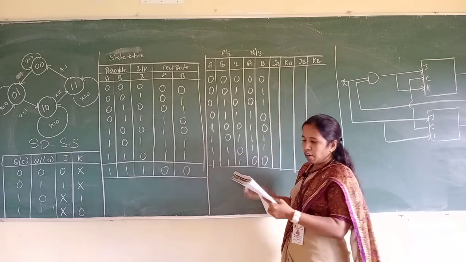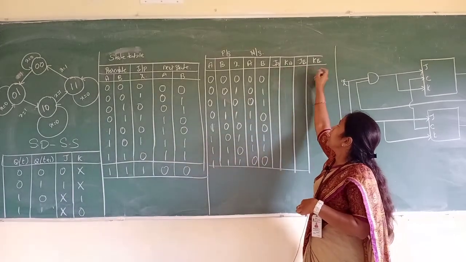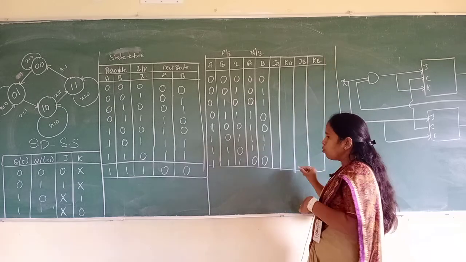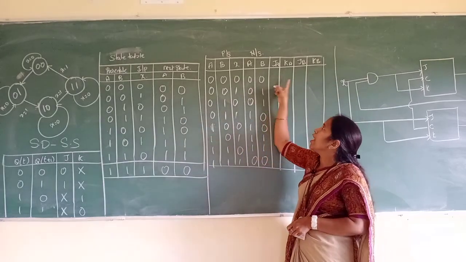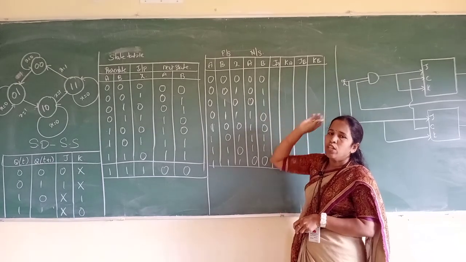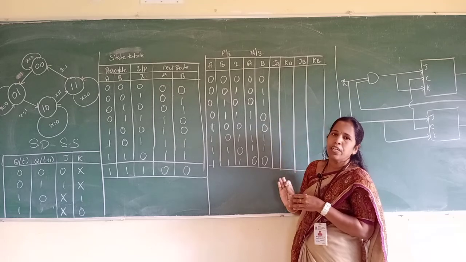Right. Now I have to generate what here? These values: JA, KA, JB, KB. By making use of this excitation table, I am going to generate the values of JA, KA, JB, KB. Here you have to be very careful. So how are the values going to be generated?